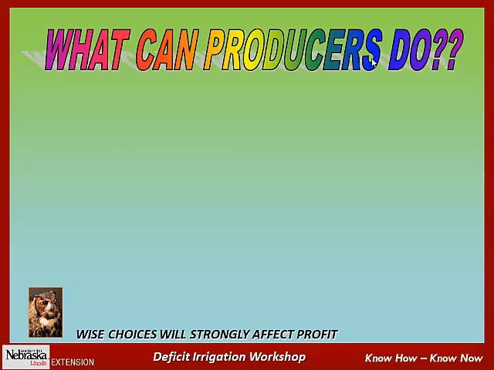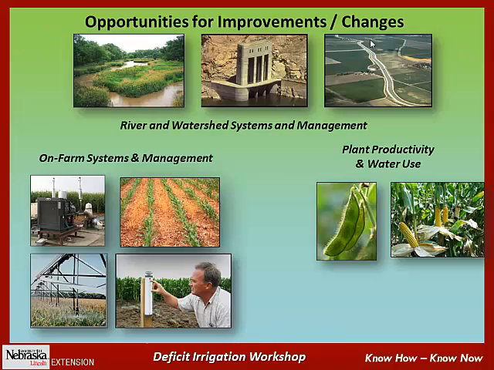As a producer or a water manager out there, what can you do if you're faced with this deficit irrigation issue? And so there are a lot of opportunities that can be made. Certainly long-term there are changes that we can make in the watershed management. There are a lot of things we can do on farm to improve our management. And with all of the great developments in variety and genetics, there's a lot of change in what our opportunities are to put commodities out there.